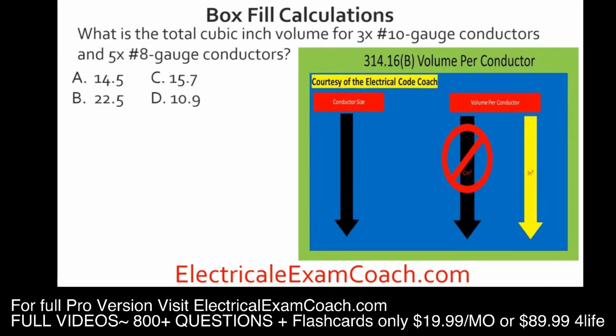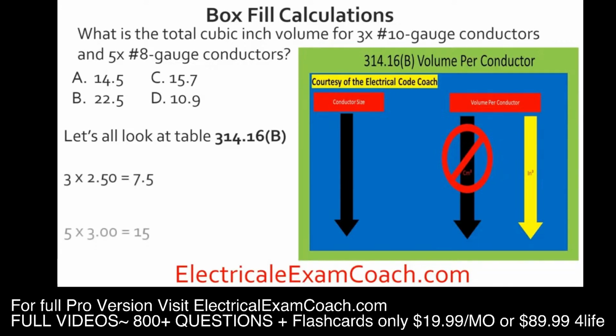What is the total cubic inch volume for 3 10-gauge conductors and 5 8-gauge conductors? We head straight to our table. We do some math here. We figure out the 10-gauge conductors, then we figure out the 8-gauge conductors. We total those two back together, and we find that it's taking up 22.5 cubic inches, and we select B.